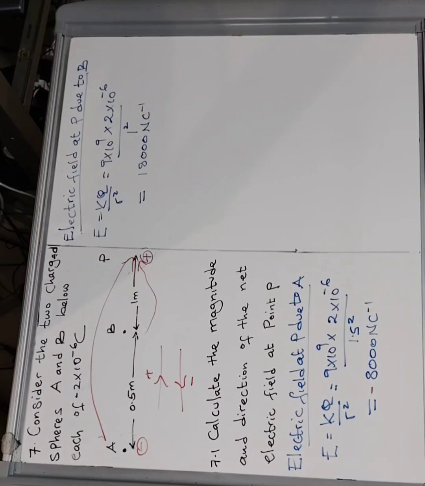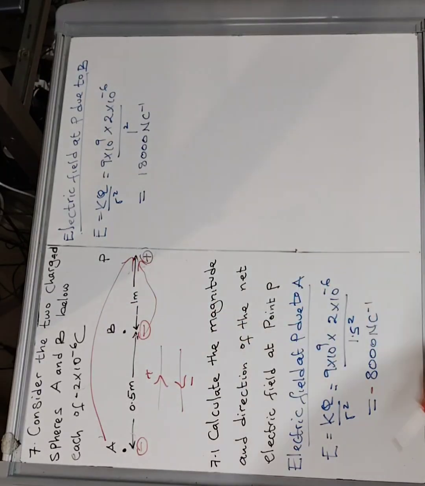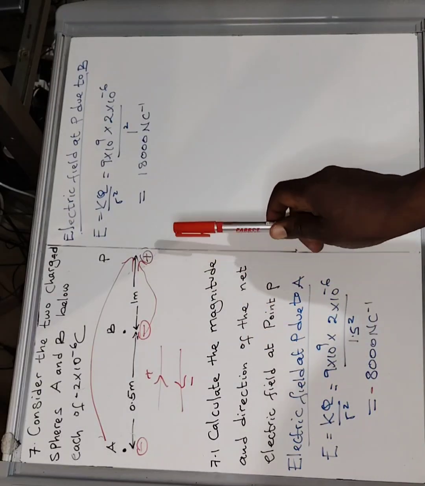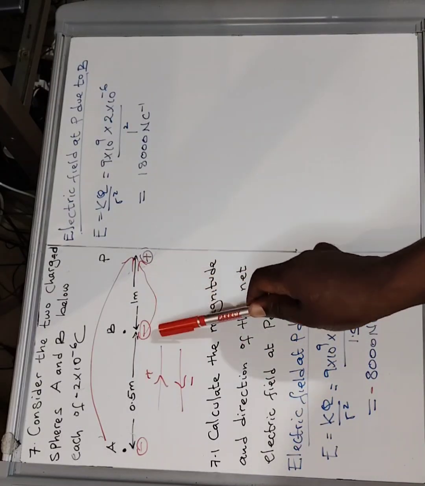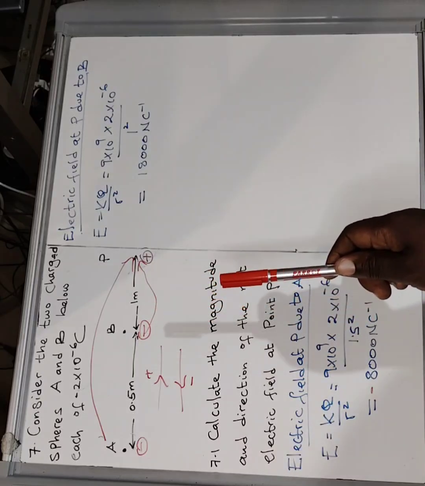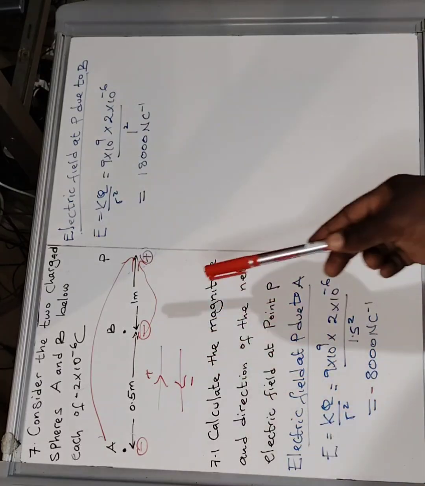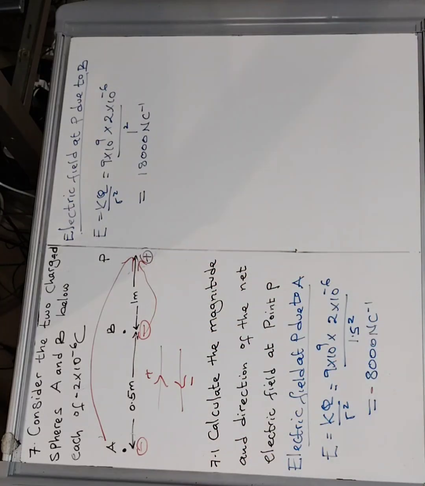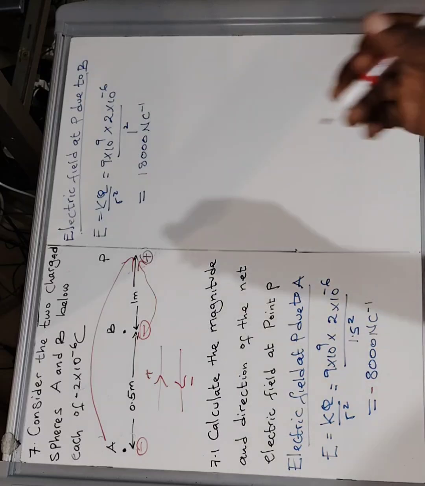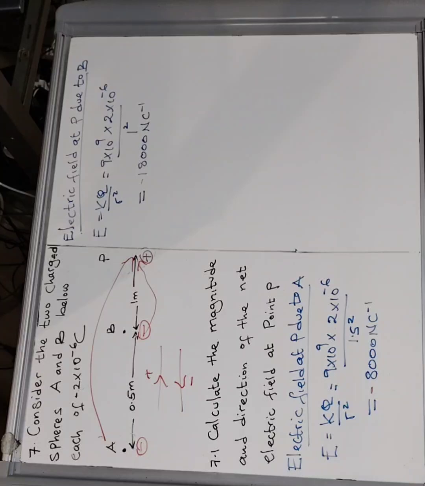Okay, what is next? Next is the direction. We have to recall that B is negative, and you have to know that it's P which is moving. Because they are oppositely charged, there is attraction. Attraction means that P is moving towards B, and that motion is negative. So we have this electric field as negative.